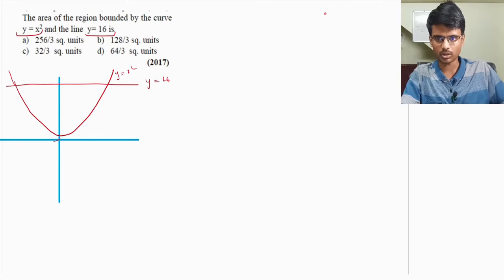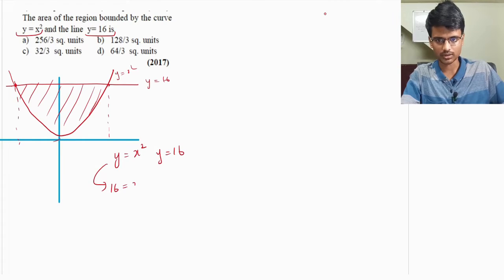So what is the region bounded by them? It is this region, right? So I have got 2 points of intersection, this point and this point. I need to find the points of intersection. How will I find them? Y equal to x square and y equal to 16. If I put y equal to 16 in this equation, what is the value of x? X is equal to plus or minus 4. So my points of intersection are minus 4 and 4. This is my 4 comma 16 and this is my minus 4 comma 16.